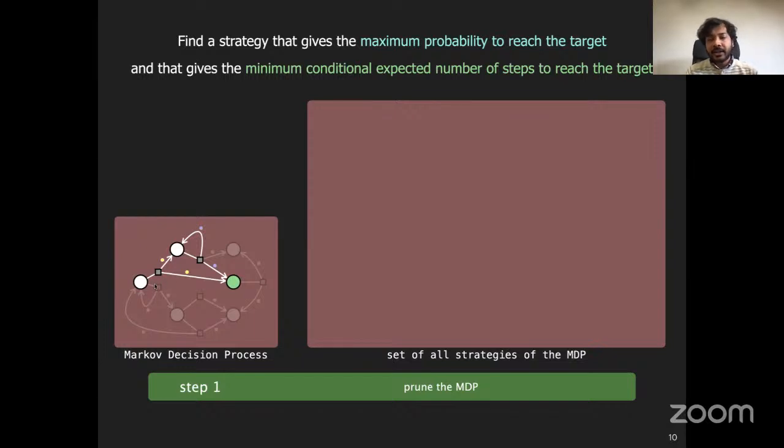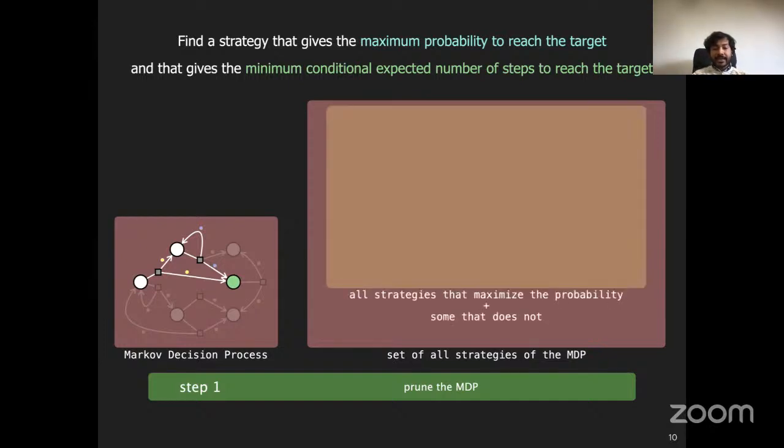So this is a very local property. From every state, you see the outgoing actions, and then you do this computation and you remove some of the actions. Then it may happen that we also remove some of the states, and there was some probability going into that state. So in order to keep this new pruned thing an MDP, we redistribute this probability among these two so that the whole sum remains 1. So once we do this pruning, we get a smaller MDP that contains all the strategies that maximize the probability to reach the target, but it also contains some strategies that do not maximize.